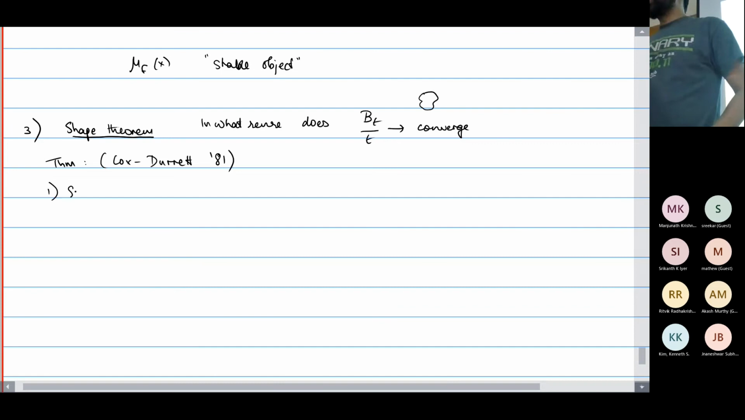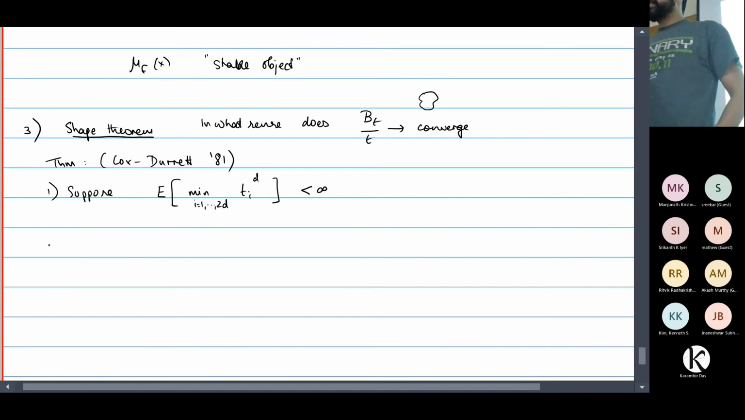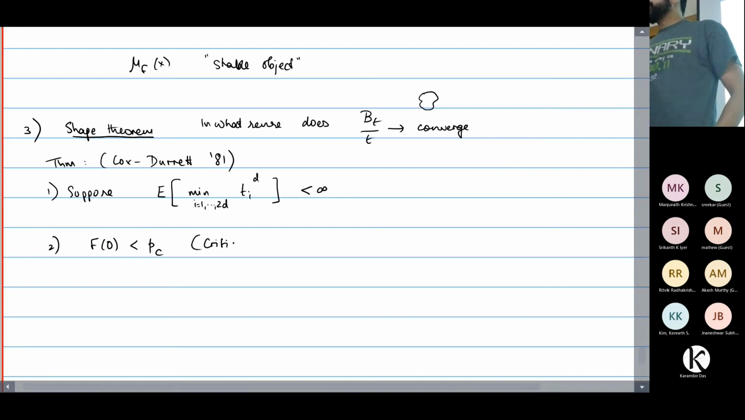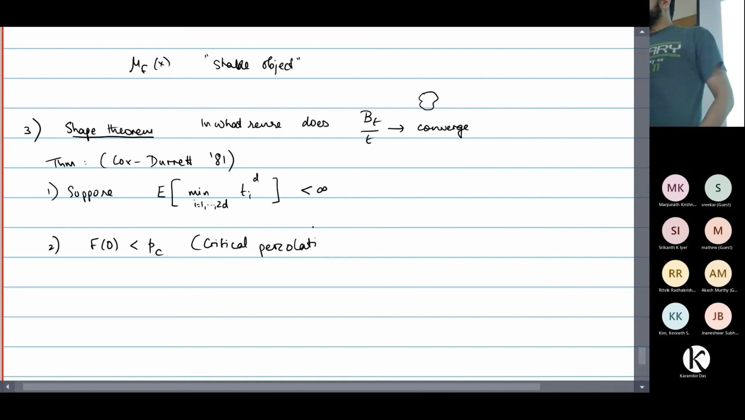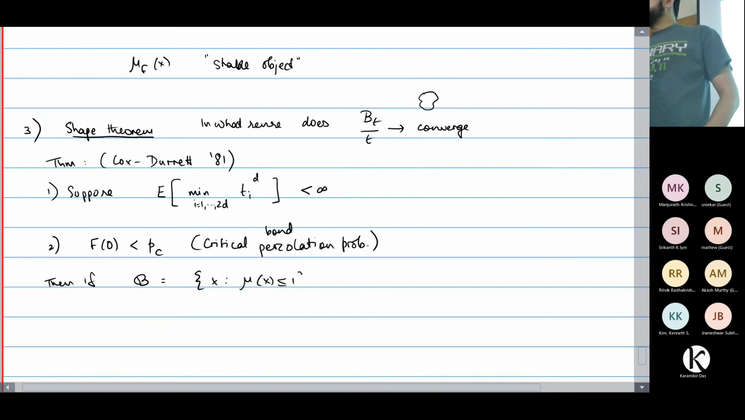Suppose my moment condition is satisfied: the expectation of the minimum over i equals 1 through 2d of t_i to the d is less than infinity, and two, F of 0, my atom at the origin, is less than p_c, the critical probability for bond percolation. Then, if B is the set of x such that mu of x is less than or equal to 1, this is the level set of the time constant.